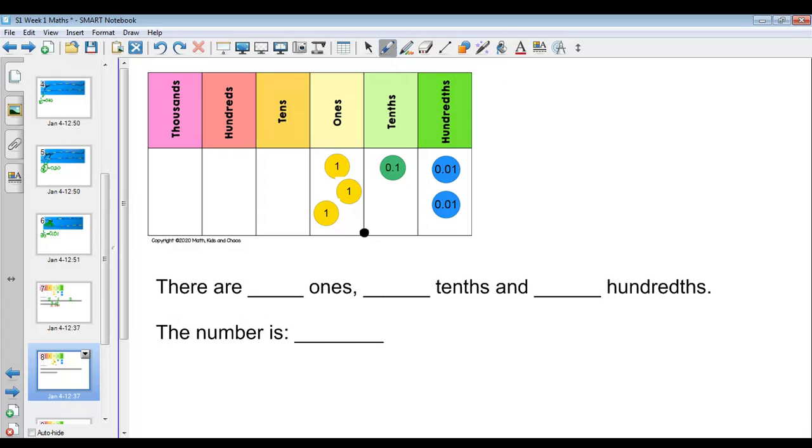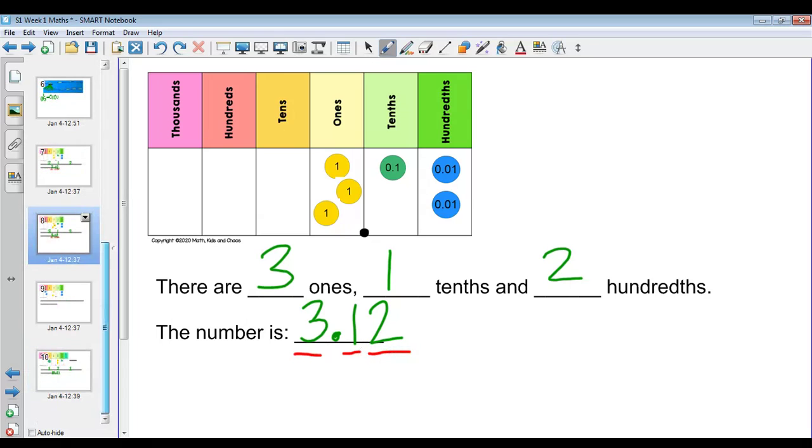Slight variation here. I can see 3 ones, 1/10, and 2 hundredths, representing 3.12. So again, representing 3 ones, 1/10, 2 hundredths.